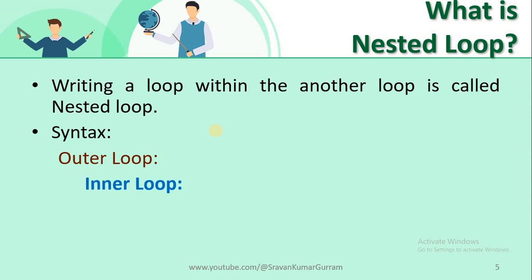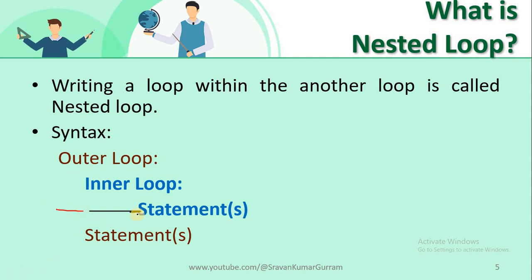Within the outer loop, we write the inner loop and the statement or statements you want to execute as part of the inner loop. Then these statements are part of the outer loop. See the indentation? For the inner loop, we are giving only a single indentation. It means it is within the outer loop. And coming to the statements, we are giving two indentations. This is one indentation and this is another indentation. Two indentations means it is within the inner for loop. This has only one indentation, which means it is within the outer loop only, not within the inner loop.